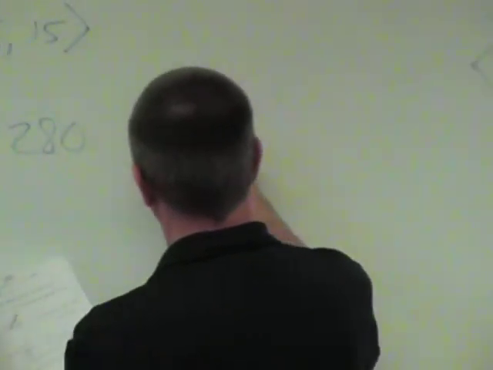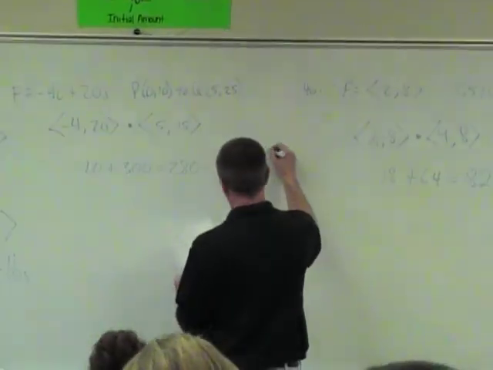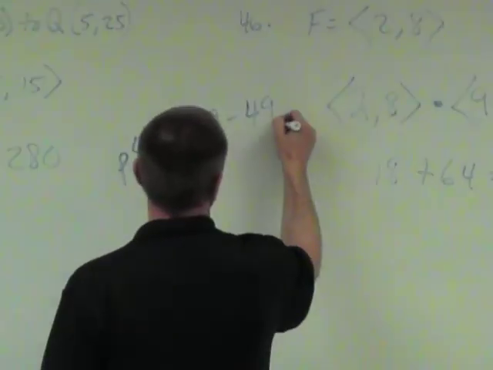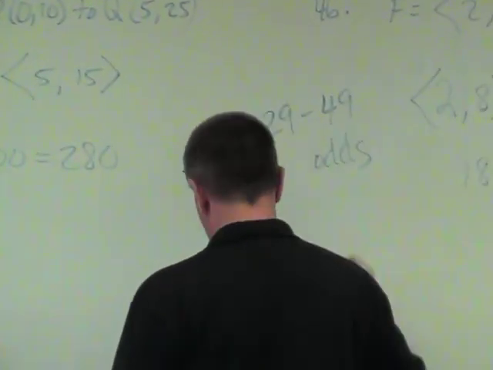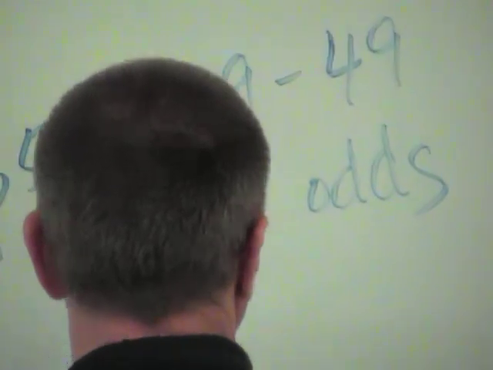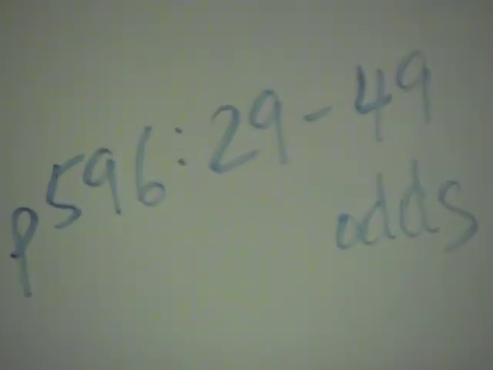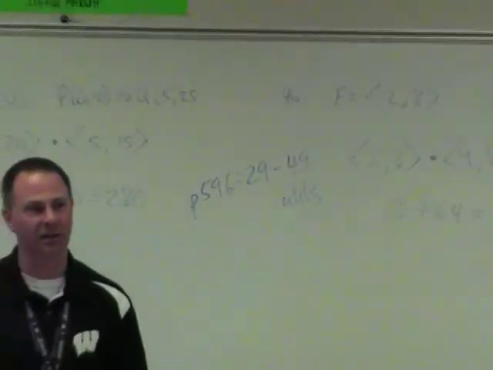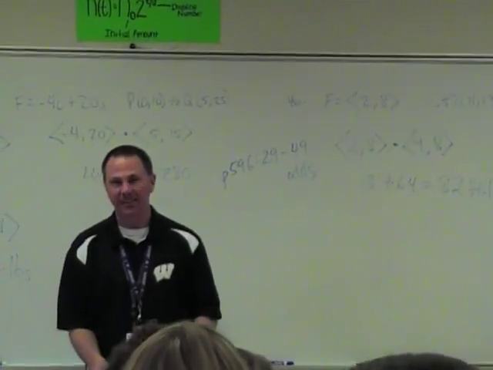So page 596. You did through 27, so we're going to do 29 to 49 odds. Do you want us to just add this to the last one? Yes, if you did it. I'm going to go back and do it. Excellent, that was a great idea. The more practice you have, the better.